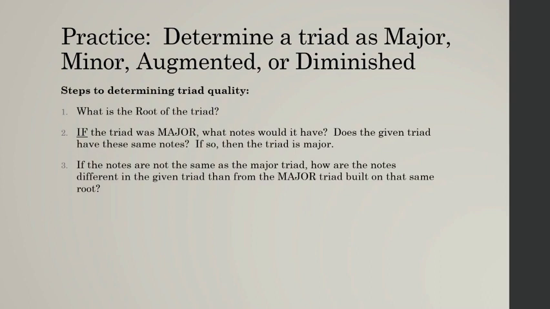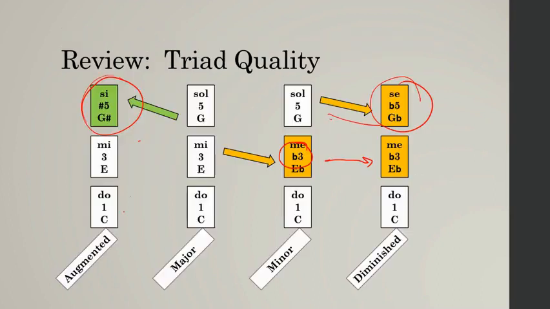Again, this is how you answer every question on a test on this. What is the root of the triad? Write out the major scale. If the triad was major, what notes would it have? That's just writing out the scale and looking for the root, the third, and the fifth. If it doesn't match, then you move on to step 3. If it does match, you have a major triad. If it doesn't match, look at number 3. The notes are not the same. How are the notes different? And compare it to the chart, this chart.